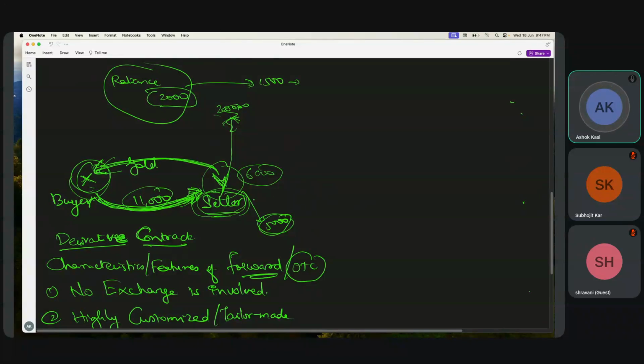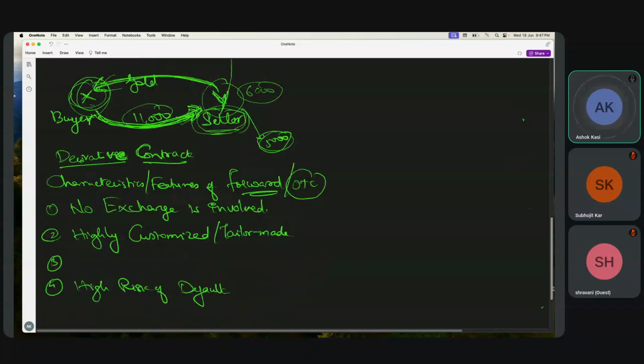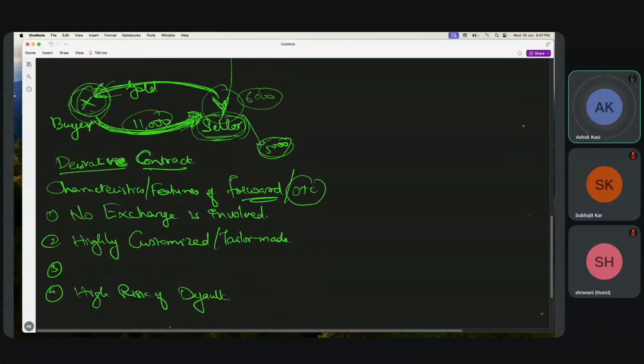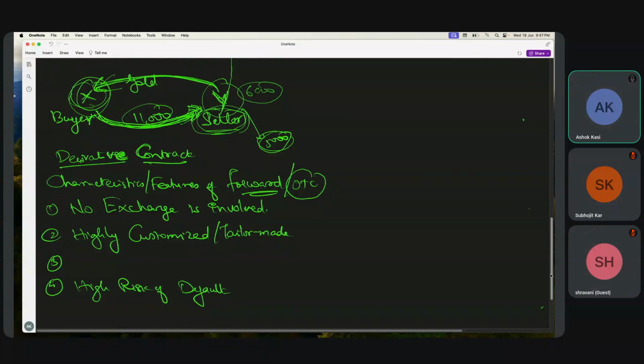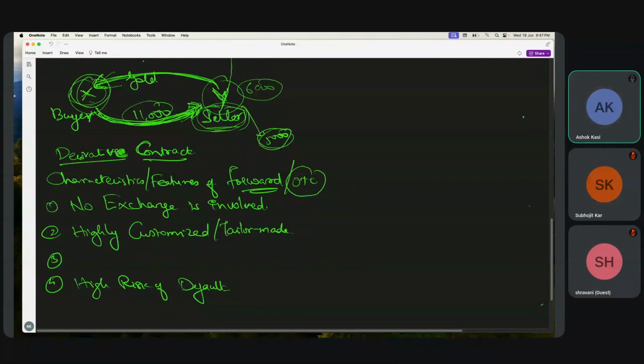Now suppose, in that case, the buyer might default. Who knows? So that's why for both, there is high risk of default. Is this okay? Yes, sir.